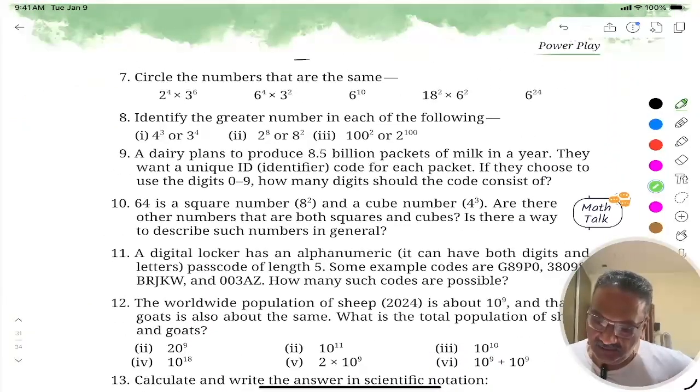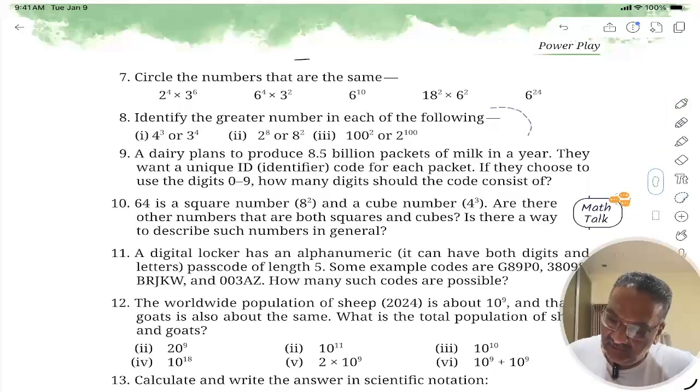Let's come to the next question. Identify the greater number in each of the following.